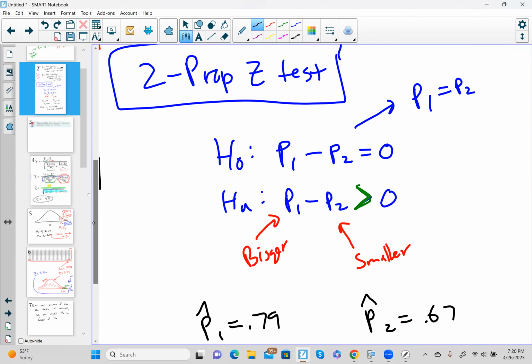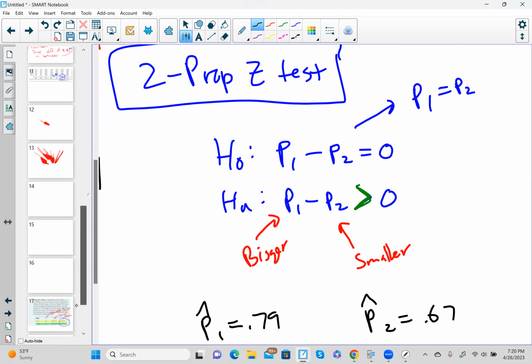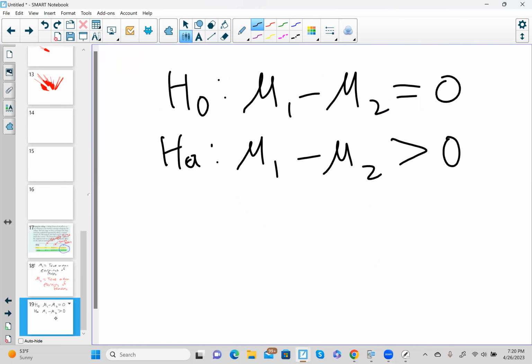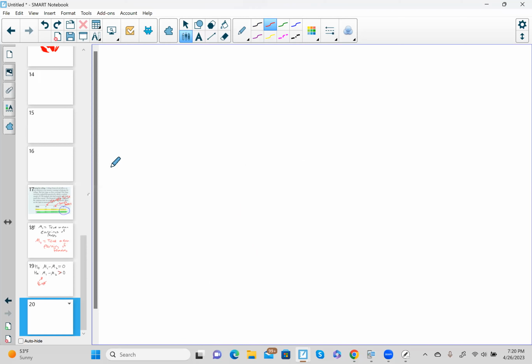H0 was that the difference in the proportions was 0, and HA was that the difference in the proportions was positive. And in this case, it makes sense. We think that this is bigger. That's what we think. So that's why we have the greater than symbol. Okay, so the next thing we're going to do is a z-test statistic.